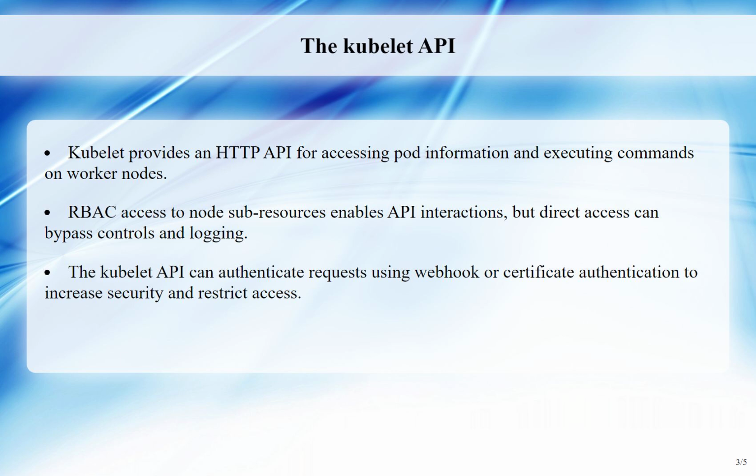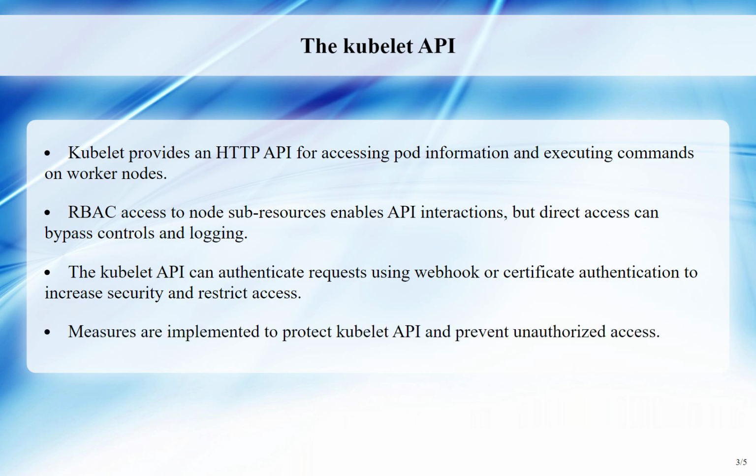The kubelet API can authenticate requests in various ways, with most providers using webhook or certificate authentication instead of the default anonymous access. Mitigations include restricting access to node sub-resources with RBAC, limiting access to the kubelet port to trusted IP addresses, ensuring kubelet authentication is set to webhook or certificate mode, and disabling the unauthenticated read-only kubelet port on the cluster. These measures help secure the kubelet API and prevent unauthorized access.